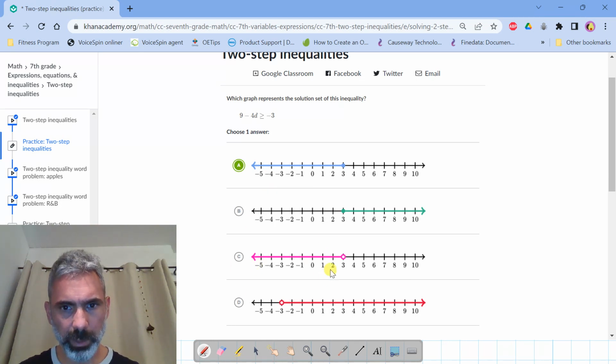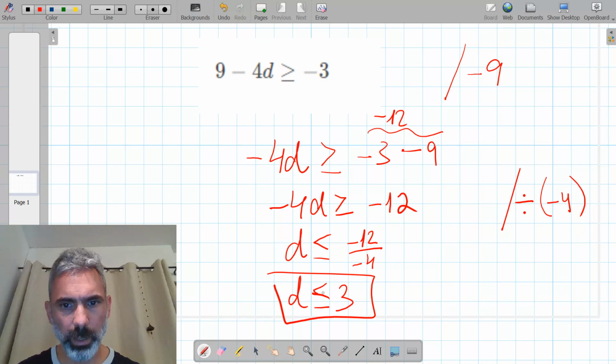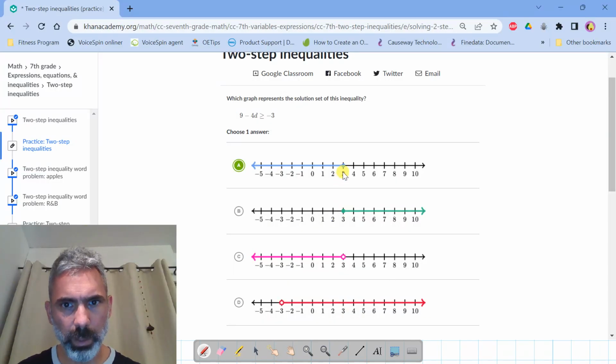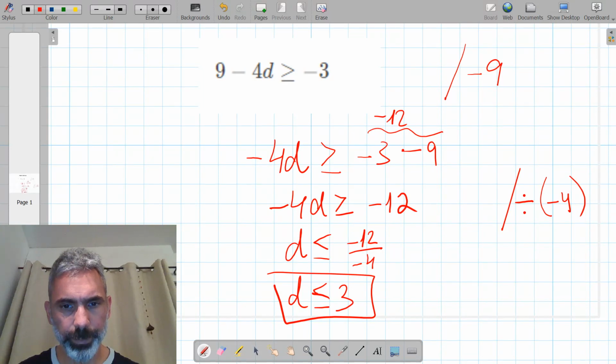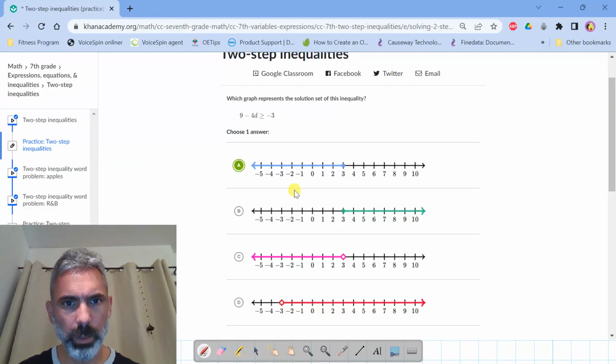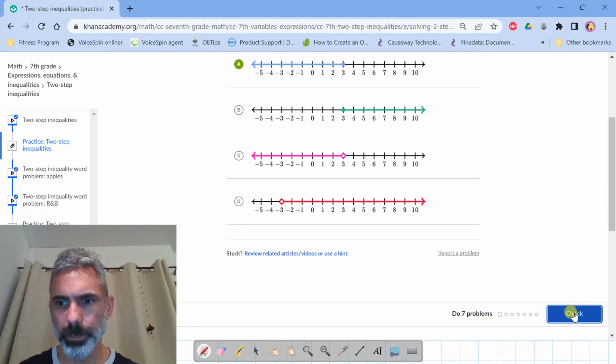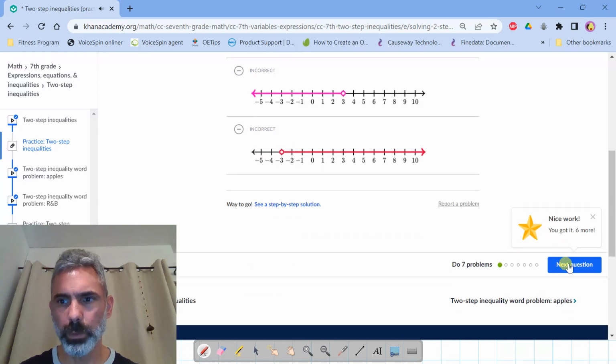Okay, option C is incorrect because the circle is hollow, so 3 is not included in the set, and here we see that 3 is included in the set. And option B is incorrect because all the numbers are greater than 3, and in D all the numbers are greater than or equal to minus 3. Okay, so option A is correct. Good.